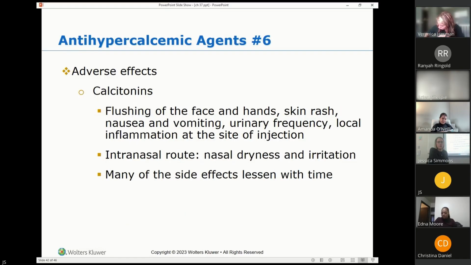For calcitonin, the most common adverse effect seen with this drug is flushing of the face and hands, skin rash, nausea and vomiting, urinary frequency, and local inflammation at the site of injection. Patients can also have nasal dryness and irritation with the intranasal route. Many of these side effects lessen with time.